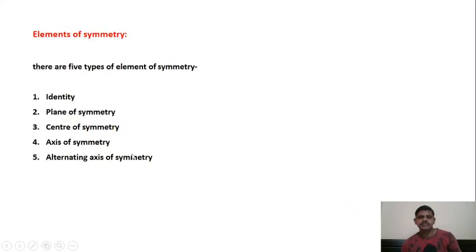To see this in detail, we have to look at the elements of symmetry. To see the three-dimensional structure of molecules, we must know about the elements of symmetry. There are 5 types: identity, plane of symmetry, center of symmetry, axis of symmetry, and alternating axis of symmetry. We are going to see all these types of symmetry elements in detail in the next classes.